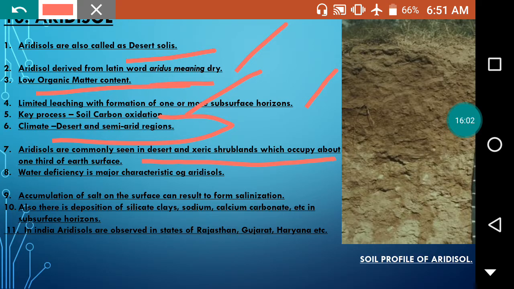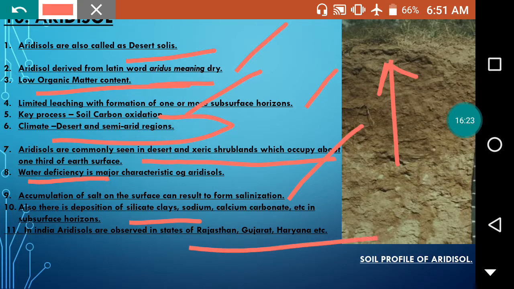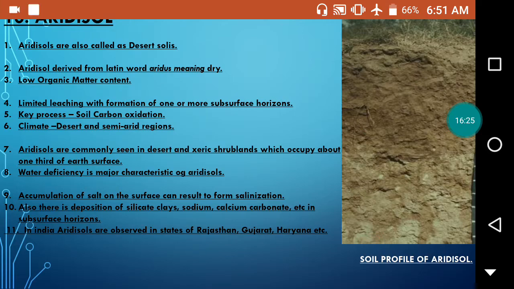Water deficiency is a major problem in aridisols, and accumulation of salt on the surface can result in salinization. There is also a deposition of silicate, clay, sodium, calcium carbonate, etc. In India, aridisols are observed in the states of Rajasthan, Gujarat, Haryana. This is all about aridisols.